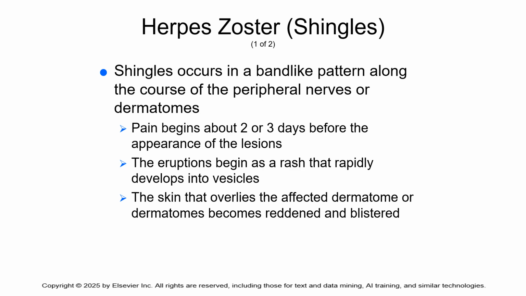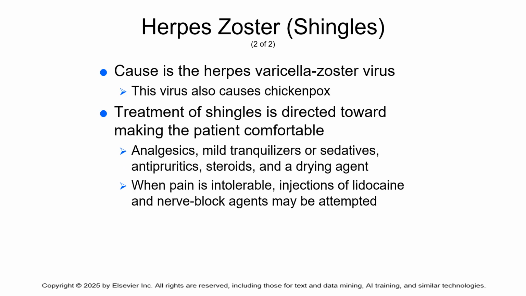They start out as looking like a rash that then develops into vesicles. Then the skin above the dermatome gets reddened and blisters. With shingles, sometimes it will remain dormant for a long time period. It's still there in the root ganglia of the nerve, but then for whatever reason it reactivates maybe years later, and they have then a case of shingles.